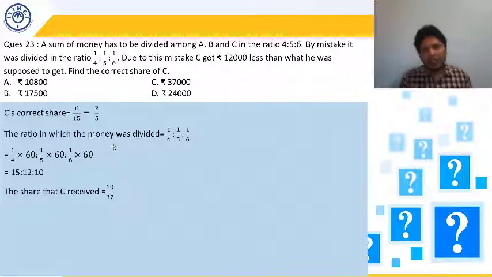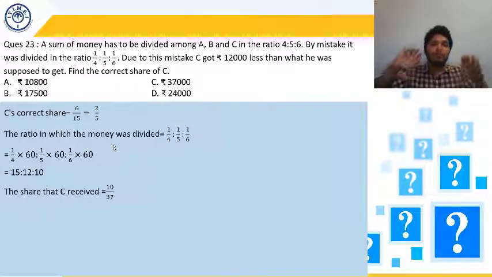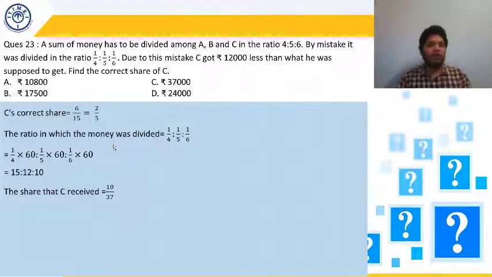So what is the share that C has received due to this mistake? It is 10/37 of the total, and what he was supposed to get exactly was 2 by 5 of the total money which was to be distributed. So what is the difference between these two shares? It is going to be 12,000. C has got 12,000 rupees less.